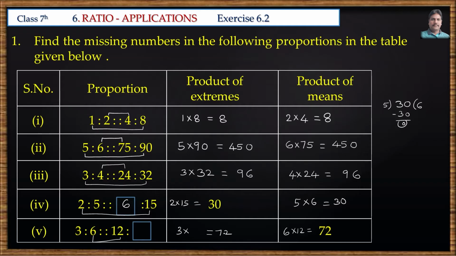To get this number, we have to divide 72 by 3. 3 2s are 6. The remainder is 1. Drop 2. This will become 12. 3 4s are 12. So that number must be 24. So 3 into 24 is 72.